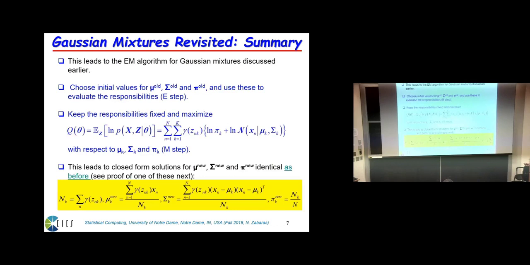Okay, so we split the EM algorithm in 2 steps. In the E step, we fix all the parameters to some old values.